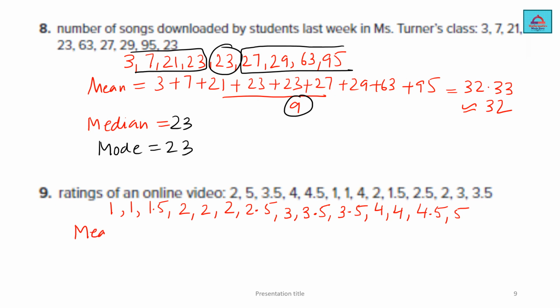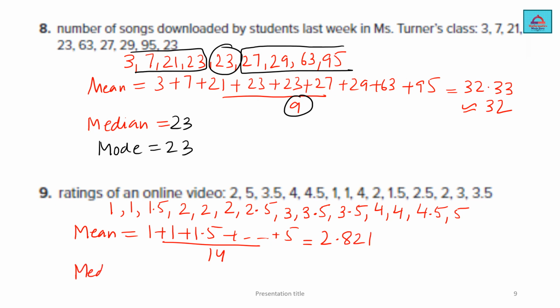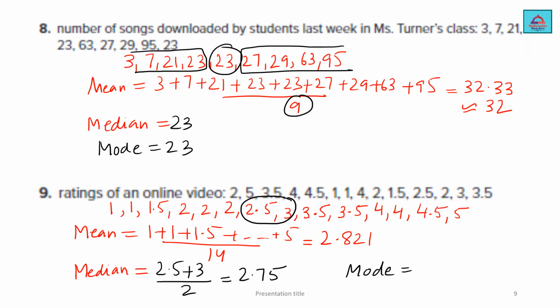So the mean is going to be 1 plus 1 plus 1.5 till 5, and then you divide it by 14. So this comes out to be 2.821. Okay, then we have the median, which is the middle term. These are even numbers, so there are going to be two middle terms. So if you look carefully, 2.5 and 3, these are in the middle. So 2.5 plus 3 divided by 2, that's going to give you 2.75 as the median. Next we go on to the mode. So for the mode, you see the repeated digit. So 2 is repeated 3 times, the maximum number of times. Therefore, the mode is 2 here.